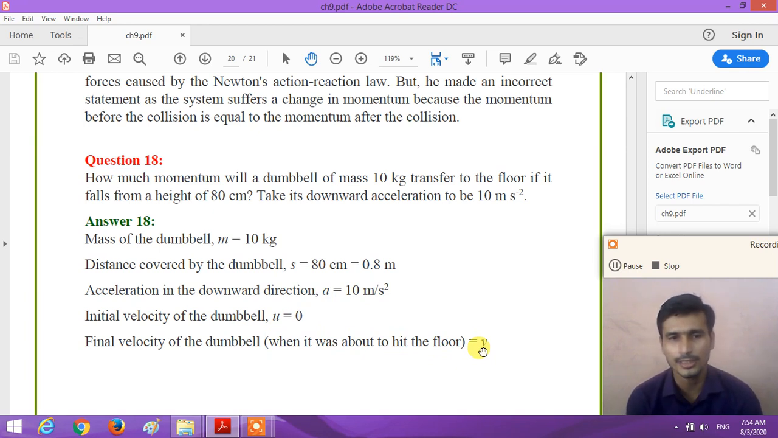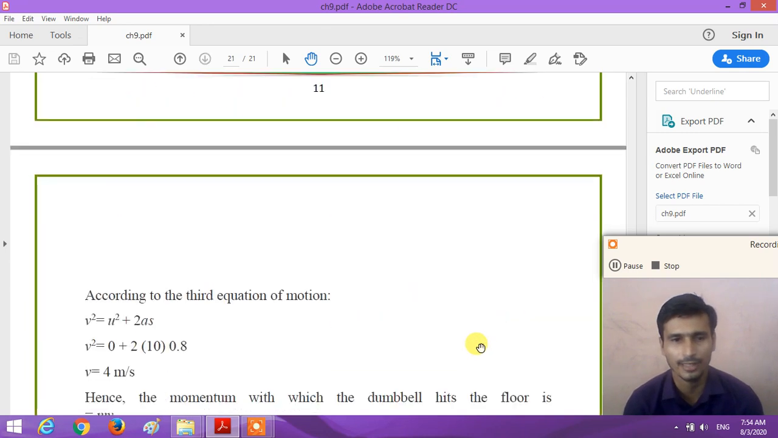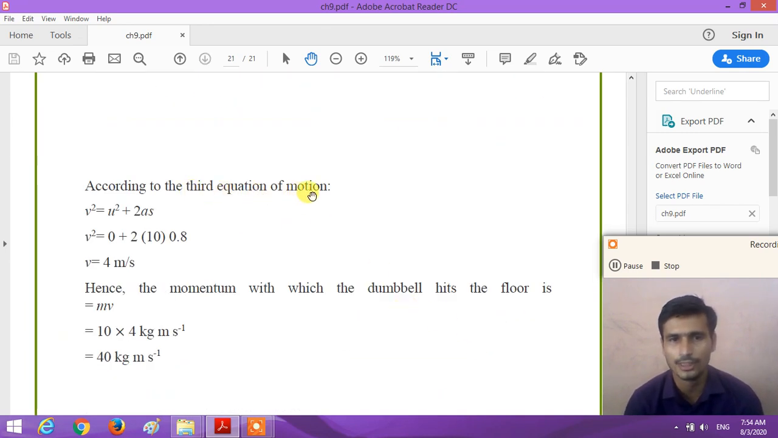By calculating the final velocity. How do we calculate the final velocity? According to the third equation of motion, v square is equal to u square plus 2as. So v square is equal to 0 plus 2 into a, which is 10, and s, which is 0.8. If you calculate, we get the final velocity v equal to 4 meter per second. So the final momentum is equal to m into v. Mass is 10 kg and final velocity is 4, so we get the momentum gained by the dumbbell is 40 kilogram meter per second.